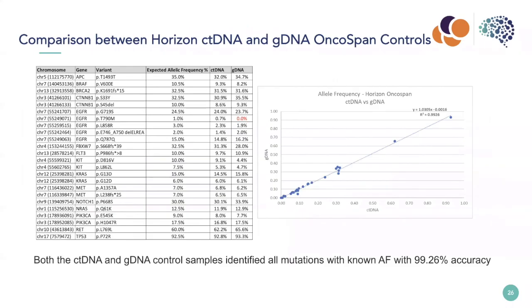If you look at the comparison of the Horizon circulating tumor DNA and the genomic DNA OncoSpan controls, in this case now combining the data from the circulating tumor-based assay and the genomic DNA-based assay, you can see the expected allele frequency for a subset of the mutations shown on the left-hand side of the slide.